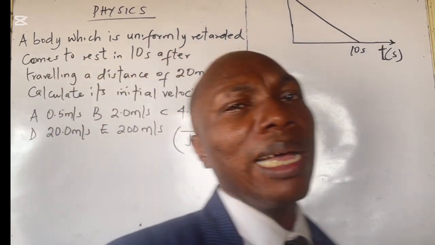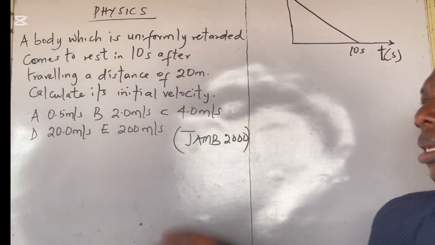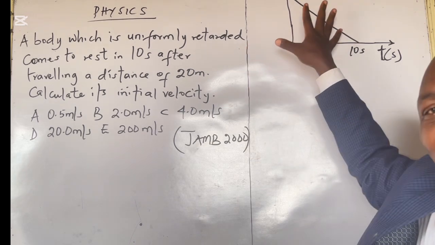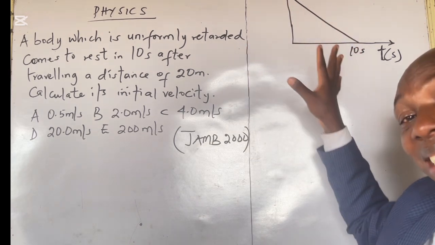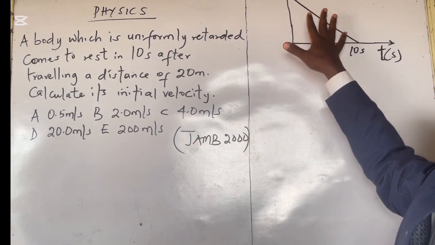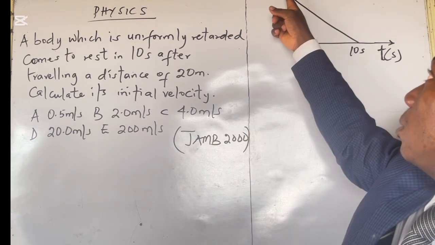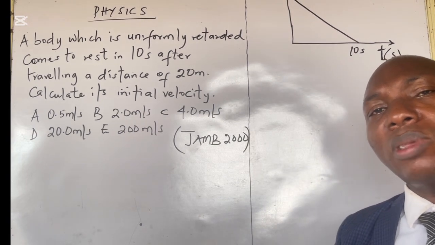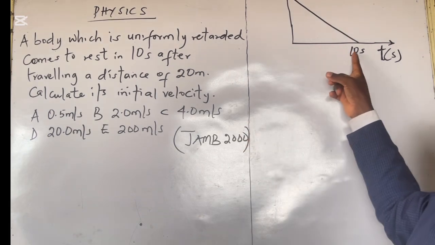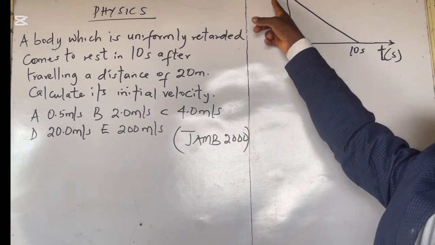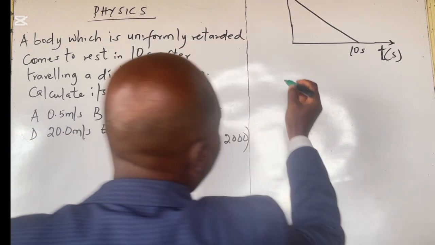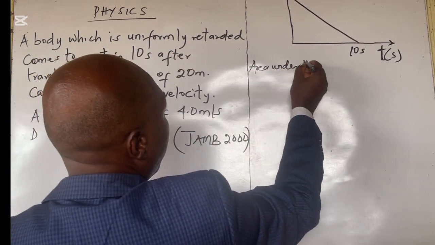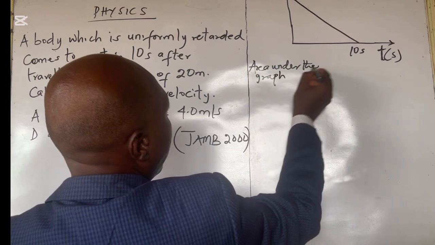From our motion class, the area under the graph of the velocity time graph is the distance. So this shape now is a triangle. You can see it's a triangle. So what is the area of a triangle? The area of a triangle is half base times height, where the base is the time and the height is the velocity. So let's go ahead. So the area under the graph now is the distance.